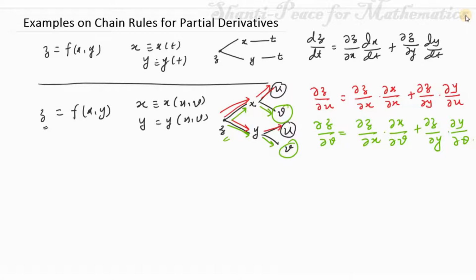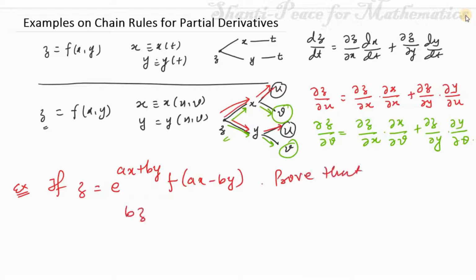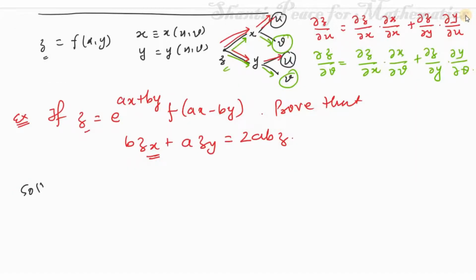So let's start with the first example. If you have a z which is a function of e power ax plus by and f of ax minus by, then the question is to prove that b zx plus a zy equals 2 times abz. zx is nothing but the partial derivative of z with respect to x. For the solution, let us consider this, u is ax plus by and v is ax minus by.